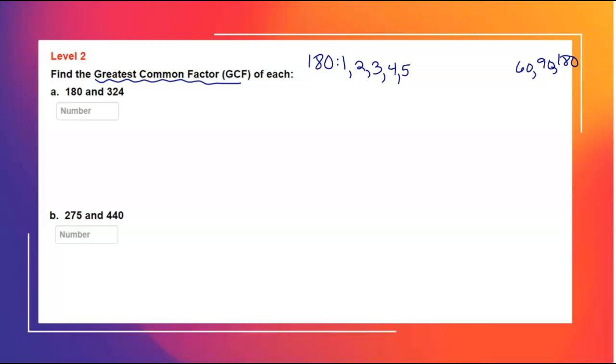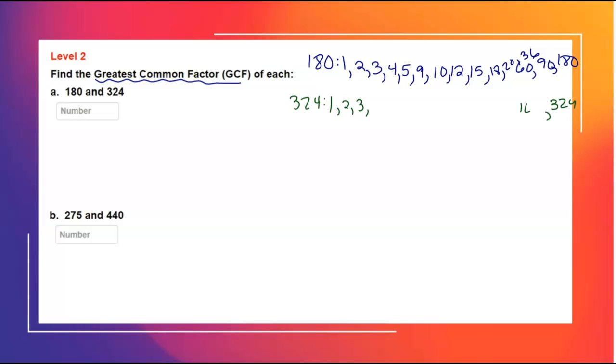Well, here's all the factors of 180, and you can go ahead and hit pause and see if you can get them all correctly. Who knows? Maybe I even made a mistake. 18, 20, 36. There's so many factors. And then 324, same thing. Divide by 1, divide by 2, divide by 3. You're going to get all these factors.